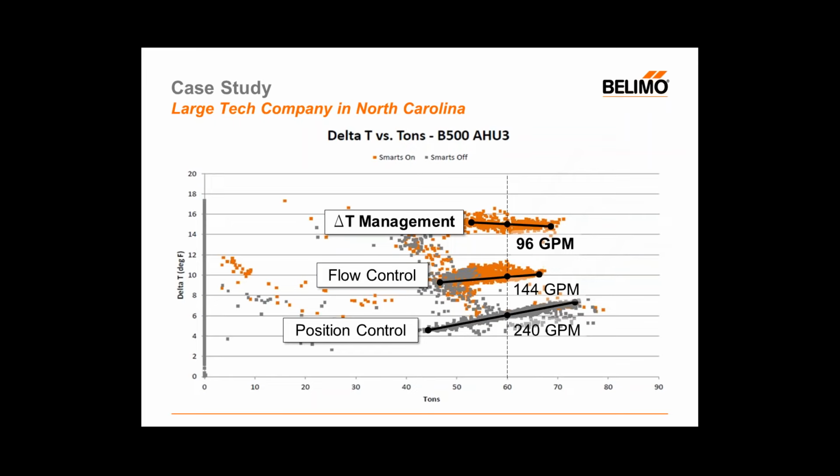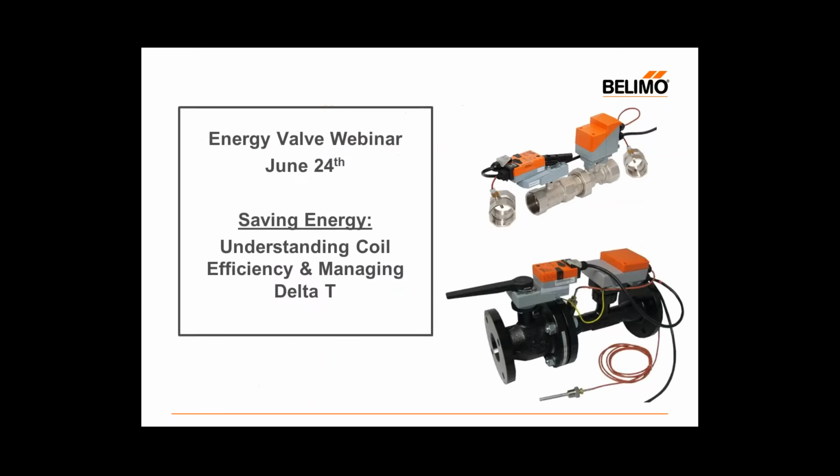So you can start extrapolating how much pump head we're saving, the potential impact on your plant between 5 or 6 degrees delta T and 15 degrees of delta T. This is just a little bit of a teaser about delta T performance.